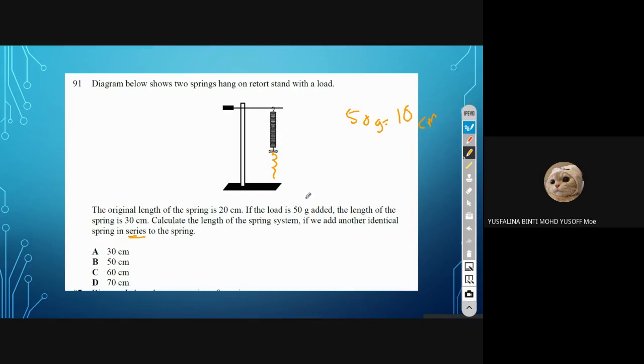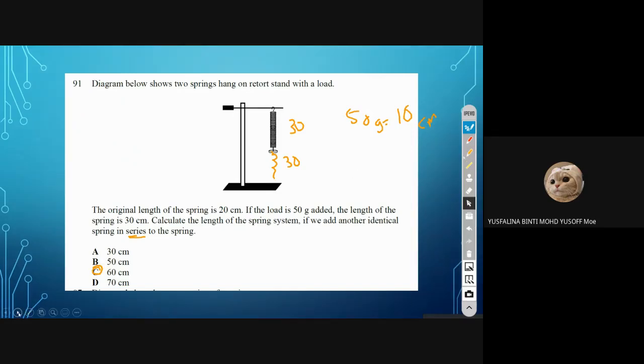Okay, and then you put another spring. This one already has a length of 30 cm, right? And then you put the same one here in series, so this one should be 30 also. Correct? So the answer is 60. So C. Right?